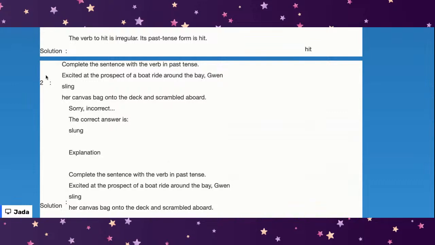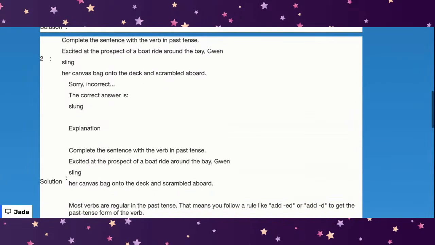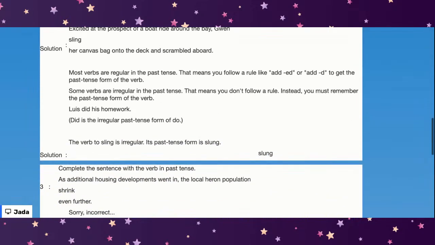So excited at the prospect of a boat ride around the bay, Gwen slung her canvas bag onto the deck and scrambled aboard. So sling. So you have to put the irregular past of sling, which is going to be slung. So it's just like she took her bag and then yeah.